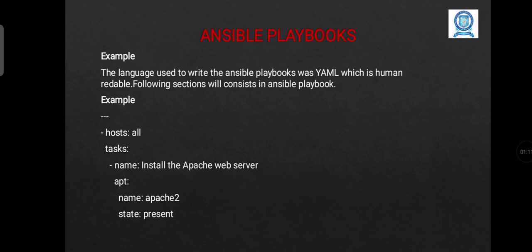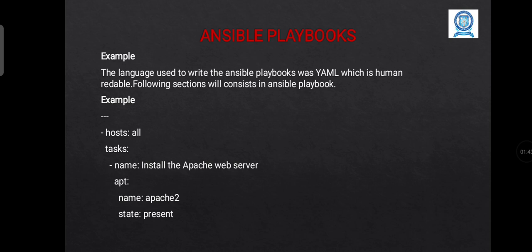Let us see the structure of playbooks. Playbooks are actually YAML files. These are written in the YAML language, which is human readable. A YAML program will start with 3 hyphens, where we can define the task. Also we can define the host for which this will be applicable. We can list out the set of tasks.